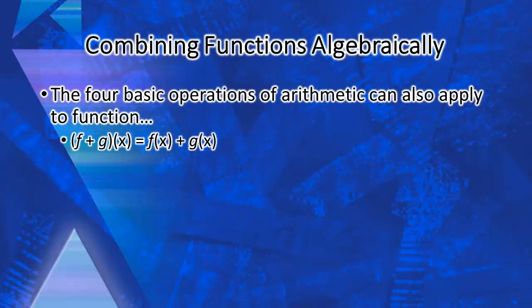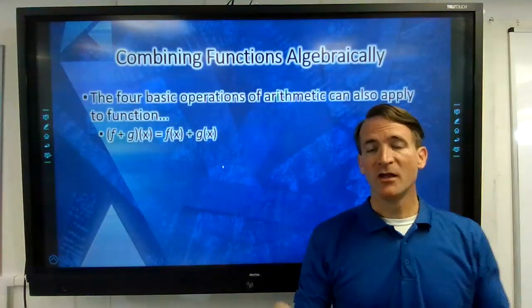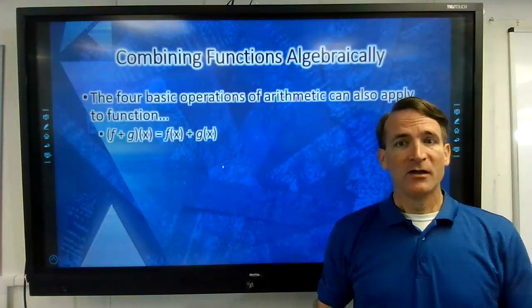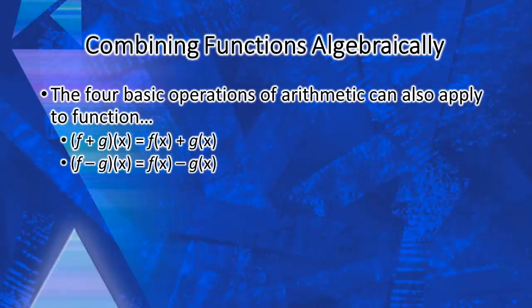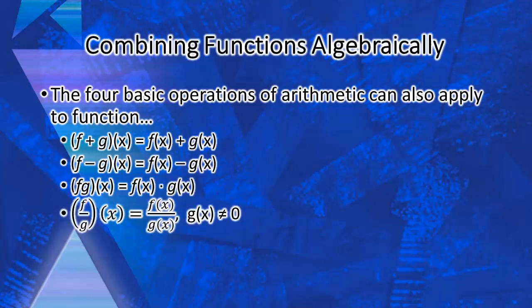So to start off, let's look at the addition type. Here we have (f + g)(x). That is the same as saying f(x) + g(x). So we take each function and we add them together. If we did subtraction, it would be (f - g)(x). So that's the same as taking f(x) and subtracting g(x). If we were to multiply (fg)(x), that would give us f(x) times g(x). And of course, division, we would have (f/g)(x), which is f(x) divided by g(x).